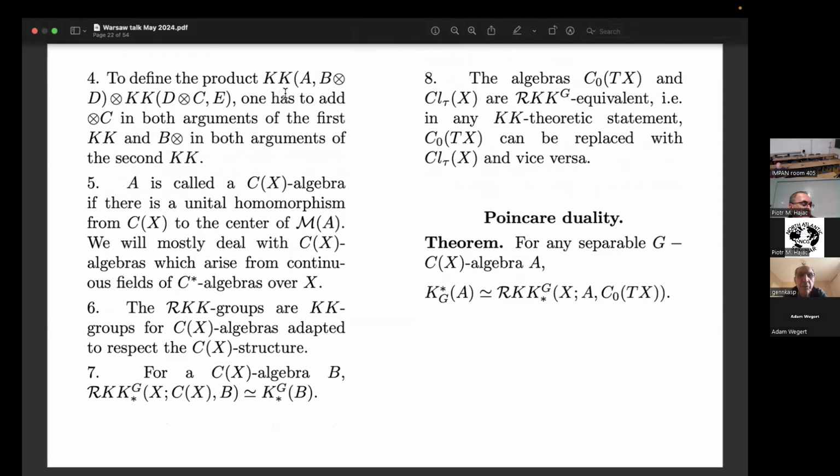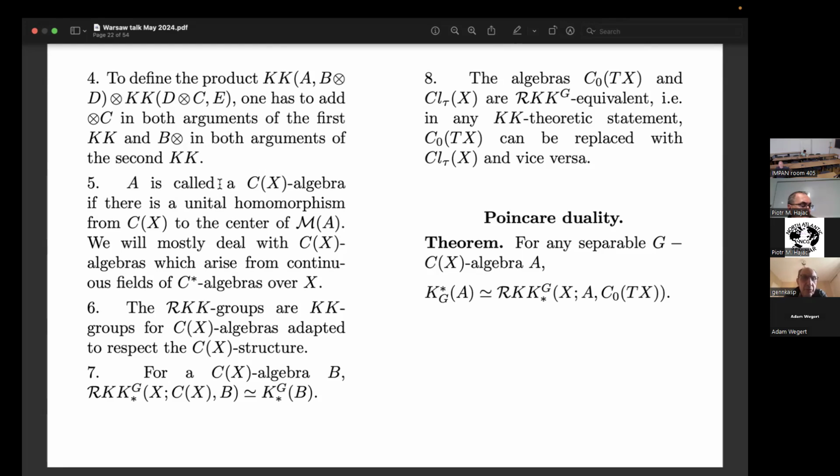What is sometimes confusing is when you have to take a product like this. To do this, you need to add tensor C in the first KK here. It will be B tensor D tensor C, and add B in the argument here. So you get B times D times C, and you'll be able to take the product. Adding this, of course, you will add B also to E, not only the first place but the second place, both arguments. And here also D and C will be added to both arguments. And then you take the product. It's a completely legitimate and simple operation.